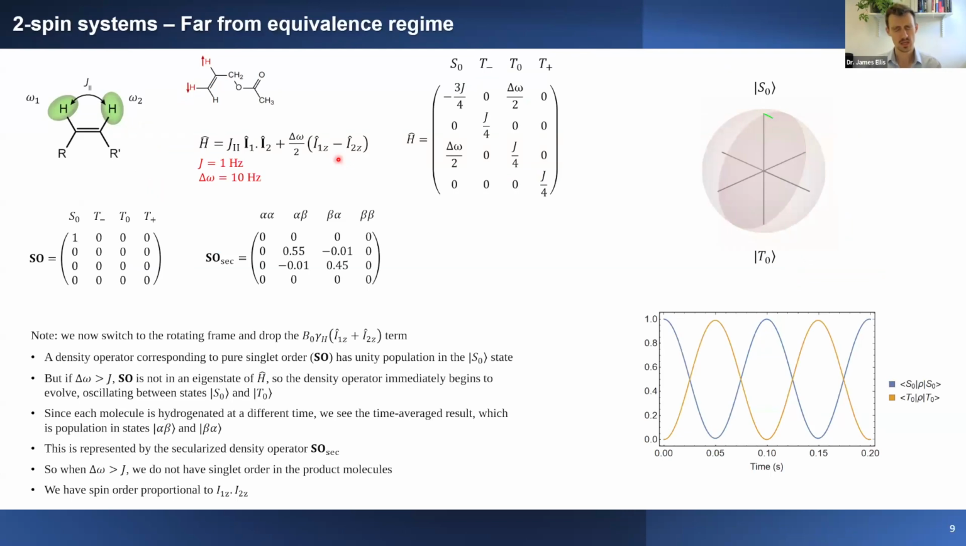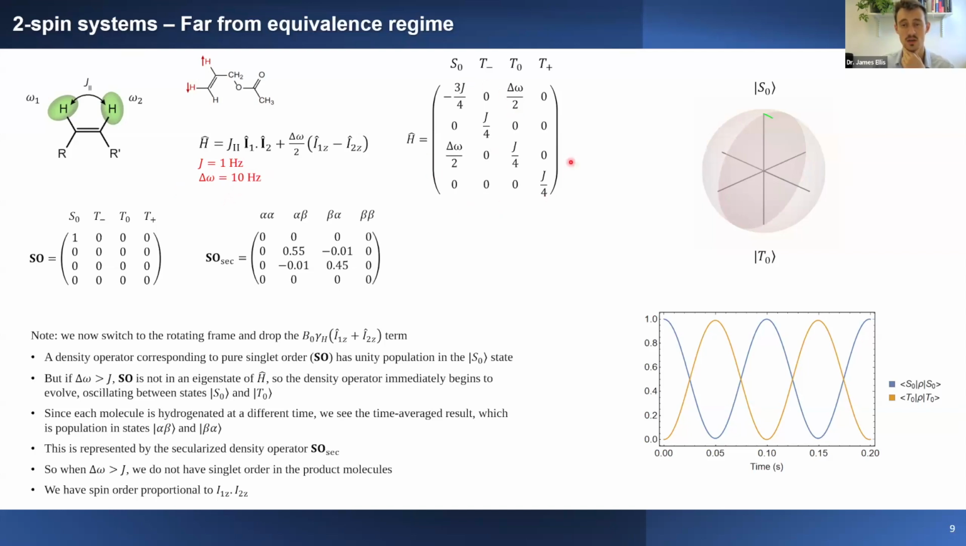Okay, so let's take a look again at what's going on. This is revisiting that PASADENA experiment case. So we're hydrogenating a molecule with our two protons, and we've got these terms where we have the J coupling and the chemical shift difference, and I've put in a couple of simulations here. So let's say that the chemical shift difference is 10 times larger than the J coupling between the protons. So we're far from equivalence. So in this case, what do we have?